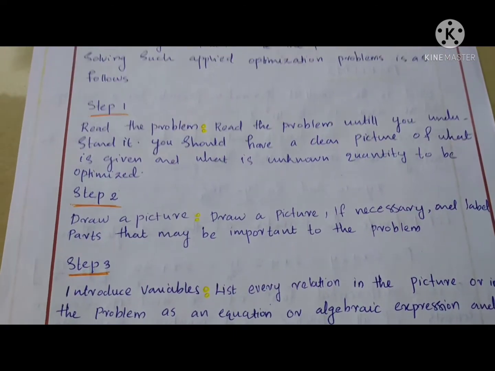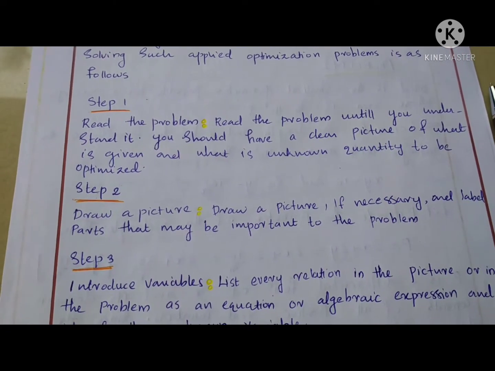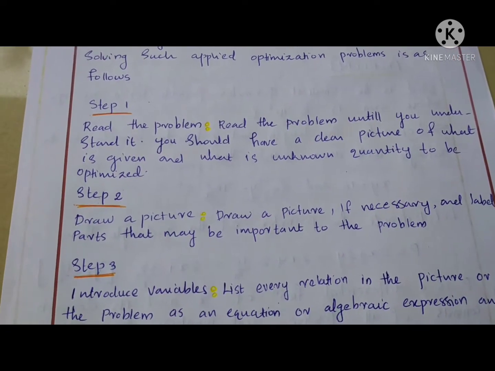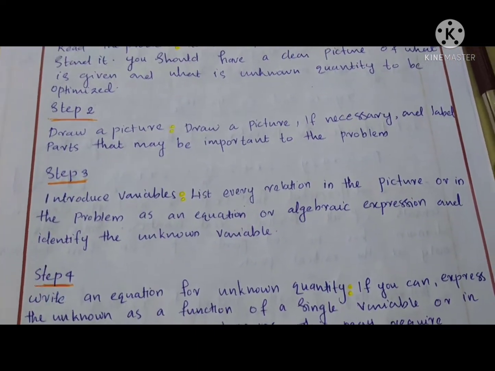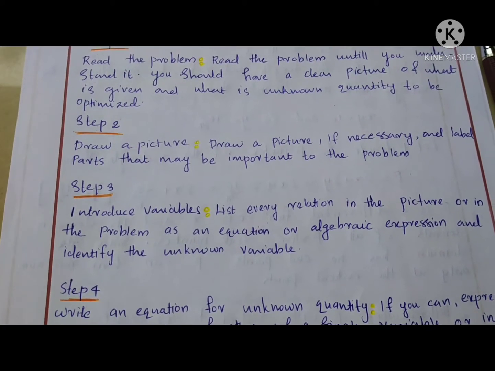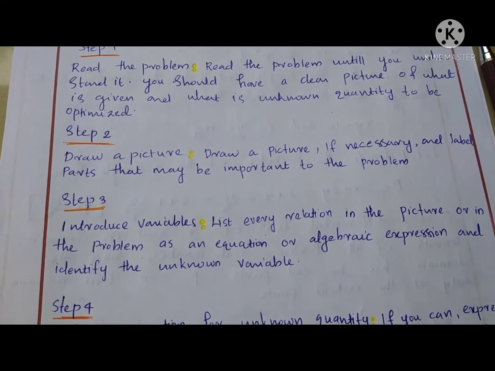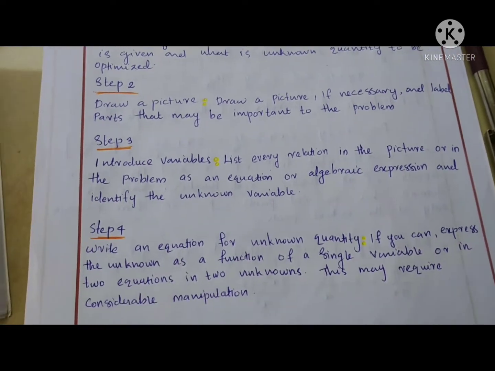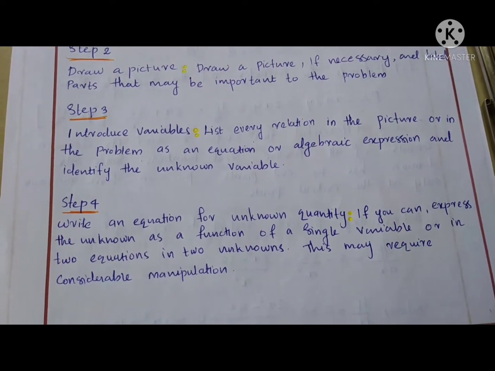Then step 2. Draw a picture if necessary and label parts that may be important to the problem. Step 3. Introduce variables. List every relation in the picture and in the problem as an equation or algebraic expression, and identify the unknown variable. Step 4. Write an equation for the unknown quantity.